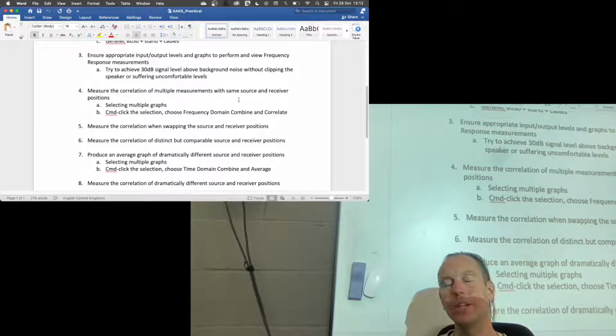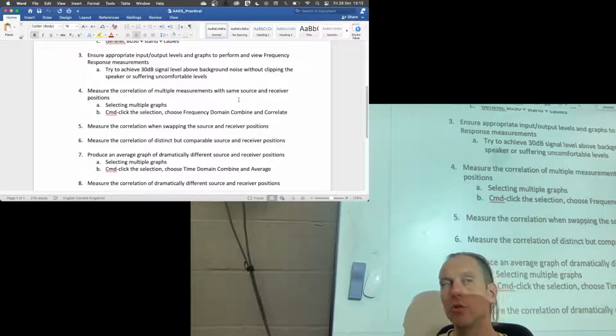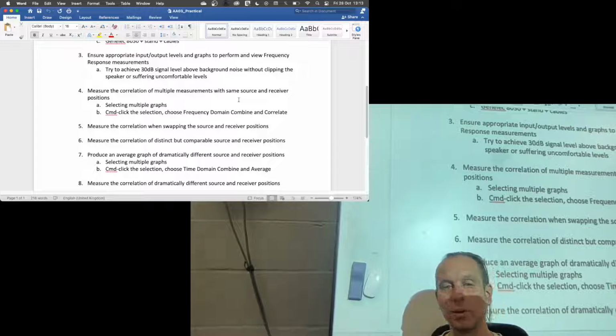Okay, so it is a question whether this is meaningful, and the answer will depend on the type of measurement we perform. So as soon as we get into harmonic distortion, right, it might be really important to know what the absolute SPL is. Okay, so briefly, measure the correlation when swapping source and receiver position.